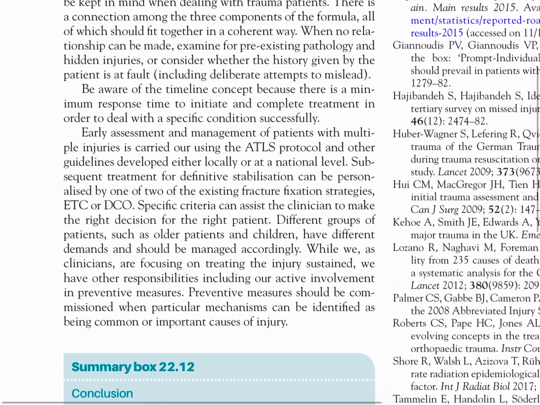Early assessment and management of patients with multiple injuries is carried out using the ATLS protocol and other guidelines developed either locally or at national level. Subsequent treatments for definitive stabilization can be personalized by one of the two existing fracture fixation strategies, the early total care or the damage control orthopedics. Specific criteria can assist the clinician to make the right decision for the right patient. Different groups of patients, such as the older patients and children, have different demands and should be managed accordingly.